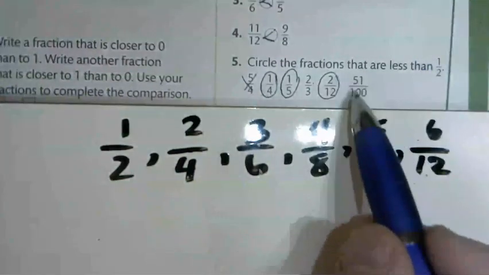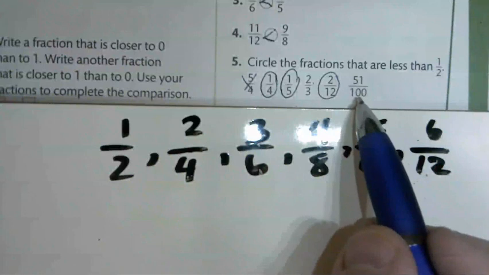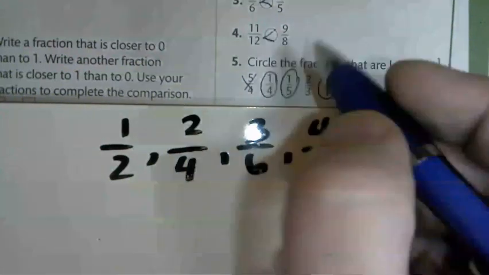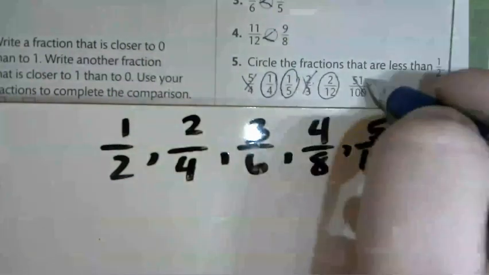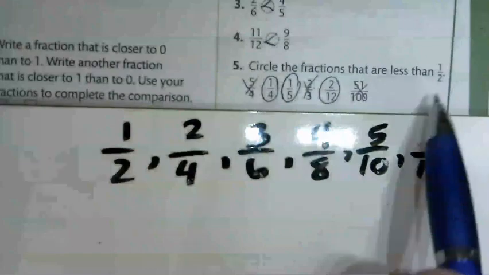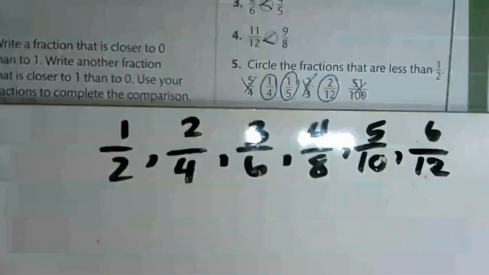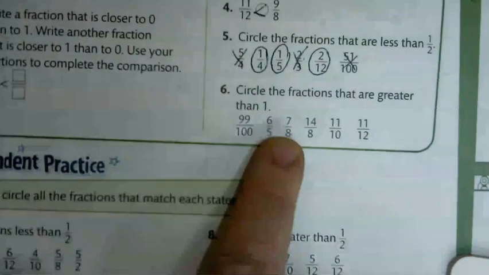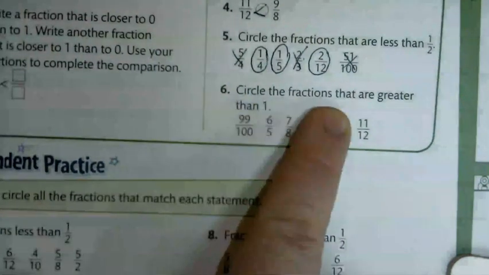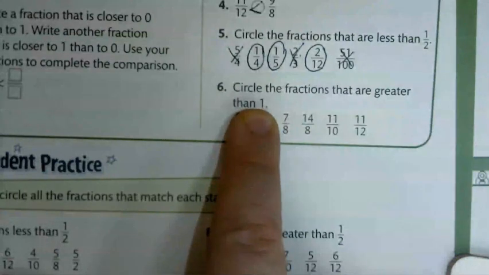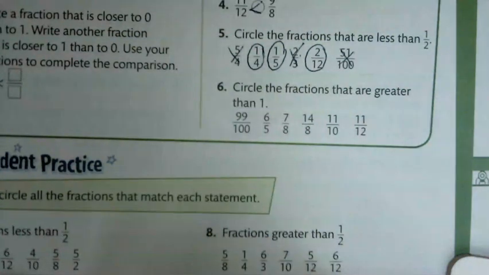51/100. Well, what's half of 100? Half of 100 is 50, and this is 51. That's one more. So nope, not going to happen. Those would be my 3 that are less than 1/2. All right. Now, our last one. Circle the fractions that are greater than 1. Greater than 1, then that means that our numerator is bigger than the denominator.